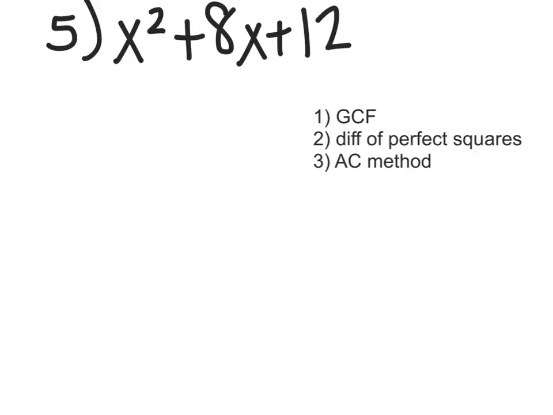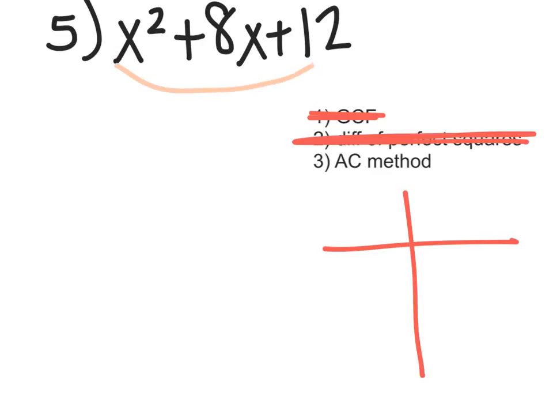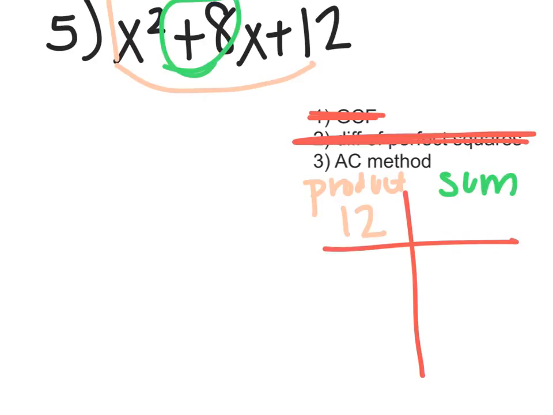For number 5, I have x squared plus 8x plus 12. Again, I'm going to begin by looking for a greatest common factor. I cannot divide x squared, 8x, and 12 by something, so there is no greatest common factor. Second, I'm looking for a difference of perfect squares. Difference means there's subtraction, and there's no subtraction in this problem, so this one's out. The third step I'm going to try is the AC method. The AC method says I need to multiply a times c, which would be 1 times 12. So I need numbers whose product is 12, and the same pair of numbers needs to have a sum of positive 8, because that's our middle term.